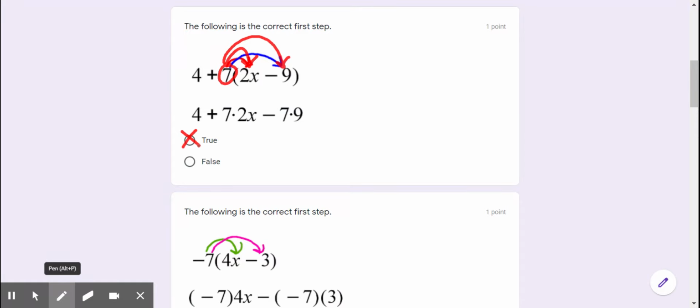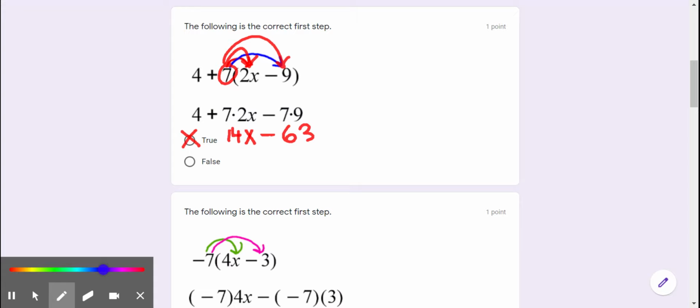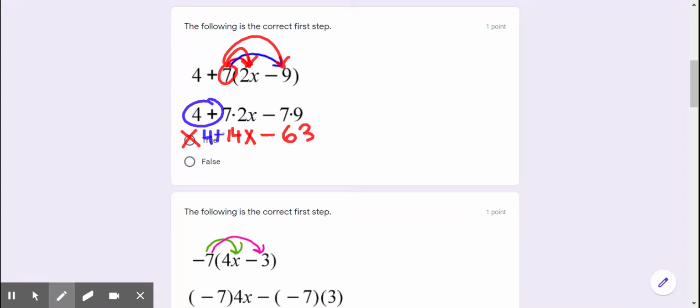That's exactly right. 7 times 2 would give me a 14x. 7 times 9 would give me a 63. This minus sign goes along for the ride, as does this 4 with the plus sign. So then when you take this, if it were to ask you to combine like terms, these right here would give me a 14x.